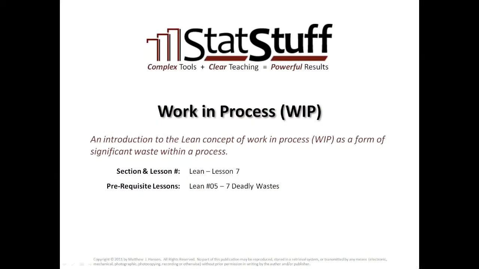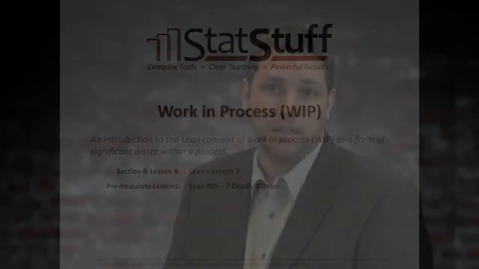In this lesson, we'll review the lean concept of work in process, or WIP, and how it could be a form of significant waste in any process. There's one prerequisite for this lesson, and that's the one on 7 deadly wastes. If you haven't already done so, it may help to review those 7 deadly wastes before watching this lesson. But for now, let's start with defining what WIP is.